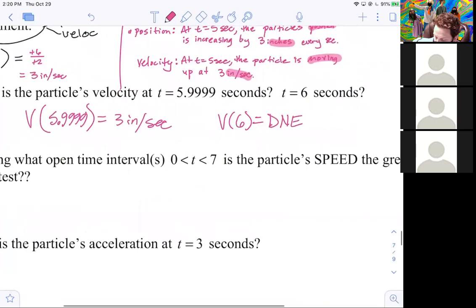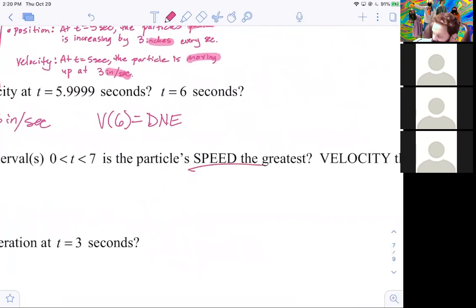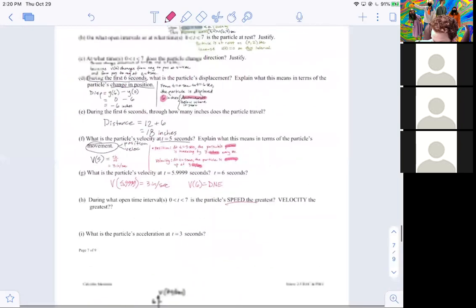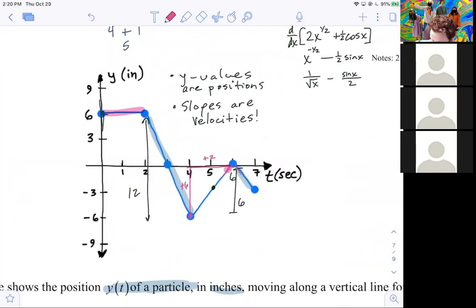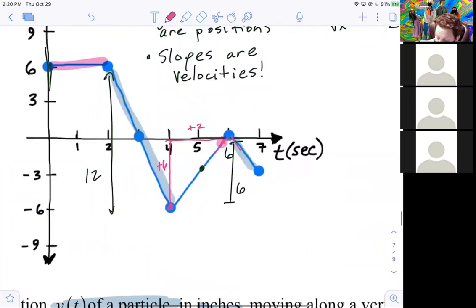During what open intervals is the particle's speed the greatest? When the slope is the greatest magnitude, this occurs in 2 seconds. 2, 3, 4. Oh, yeah, okay. Very good. Speed is the magnitude of velocity, and if velocity are the slopes, then we just want to know over what interval is the graph the steepest, right? In any direction? Not necessarily the most positive, but the steepest.